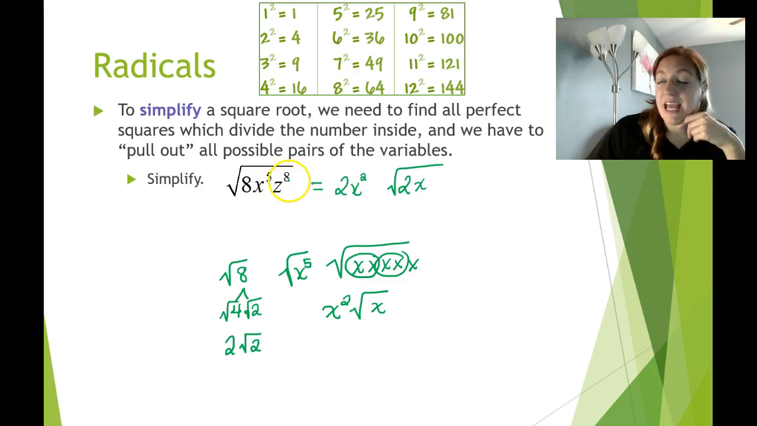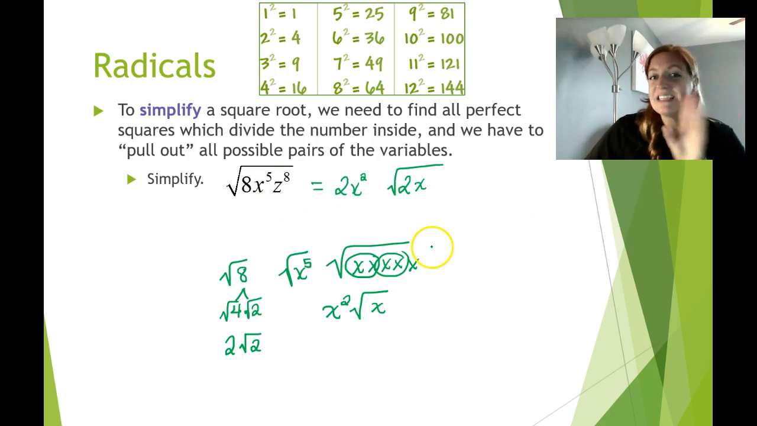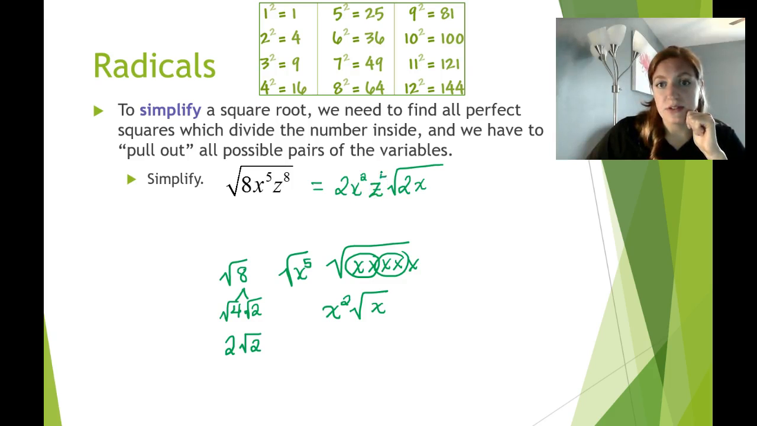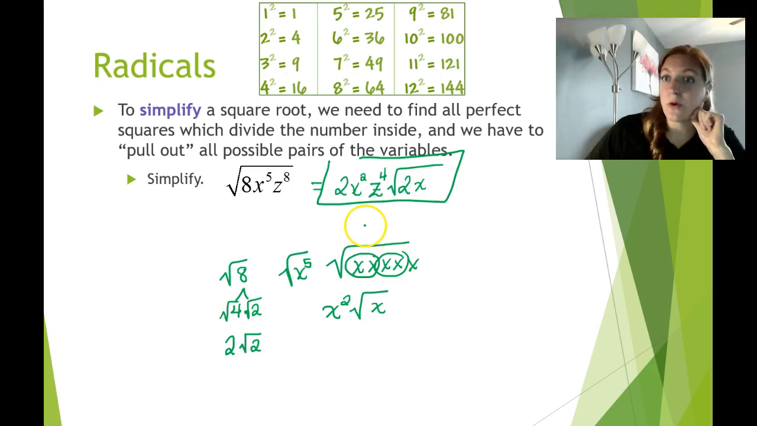Now let's do z to the 8th. So there's 8 z's underneath the square root. How many pairs can we pull out? Well, we can actually pull out 4 and have no leftovers. And that's because it's an even number, okay? 8 divided by 2 is 4. And there's not going to be any leftovers underneath. So that would be how you would simplify a square root.